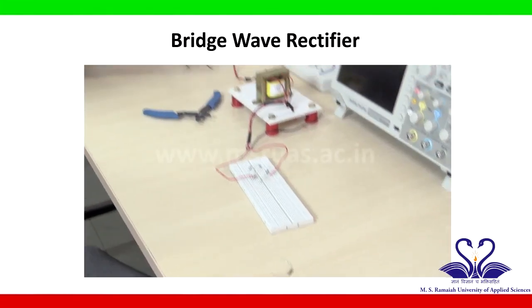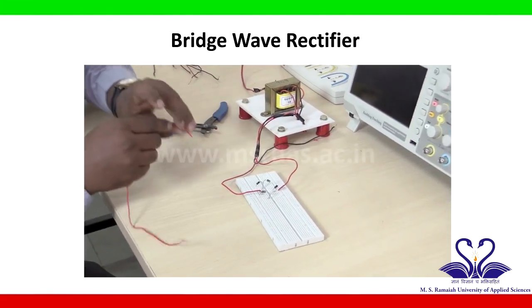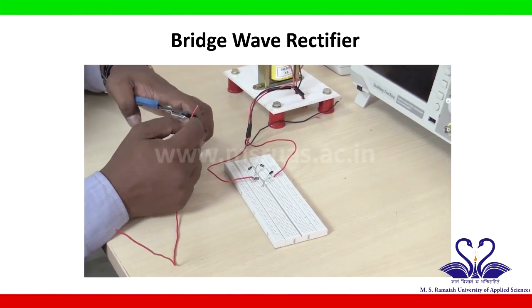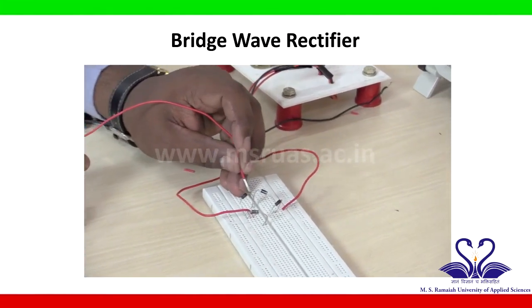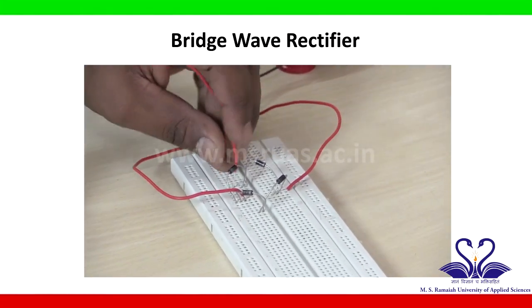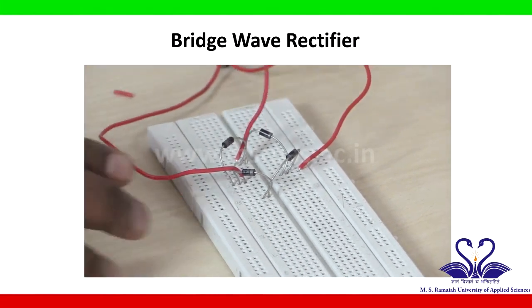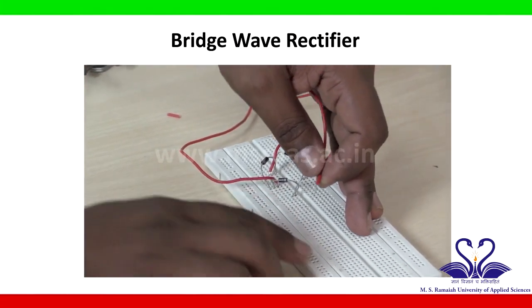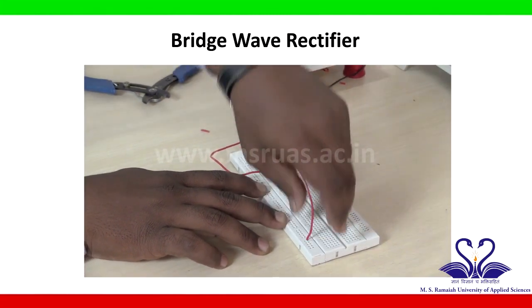Now, take a connecting wire based on the circuit. The point which is the P type of diode 1 and P type of diode 3 shorted end is connected to the ground. So, I will take a wire and connect it in the breadboard, and I will take it to a ground line. Let us call this bottom line of the breadboard the ground line. I am connecting it to ground.